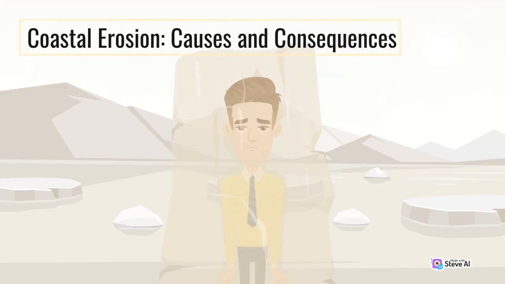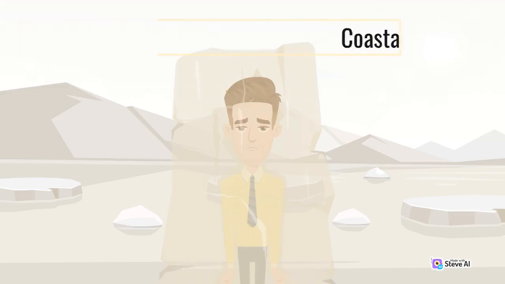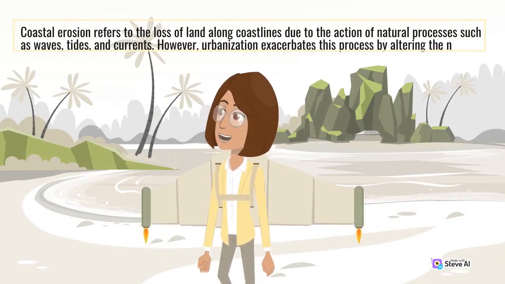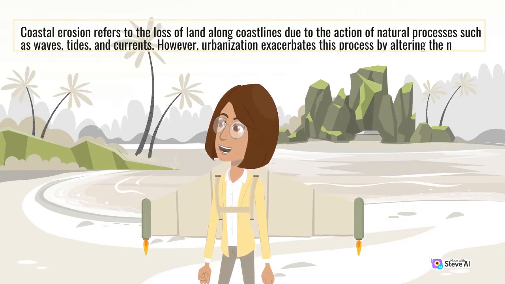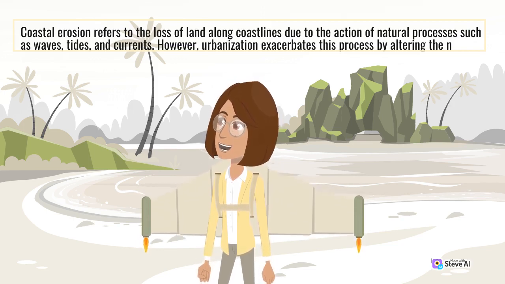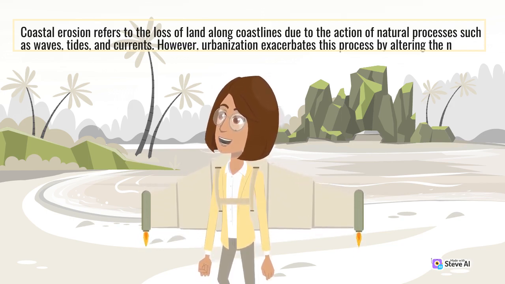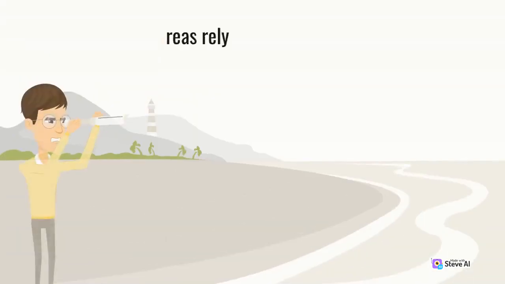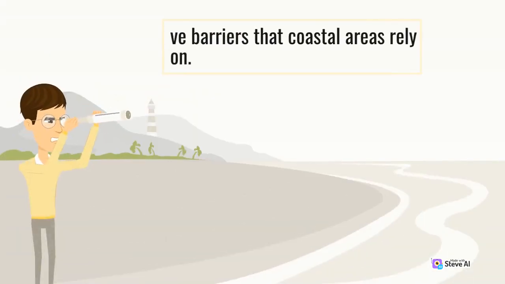Coastal erosion, causes and consequences. Coastal erosion refers to the loss of land along coastlines due to the action of natural processes such as waves, tides, and currents. However, urbanization exacerbates this process by altering the natural dynamics of sediment transport and altering coastlines through the construction of buildings, ports, and seawalls. This disruption weakens the natural balance and the natural protective barriers that coastal areas rely on.